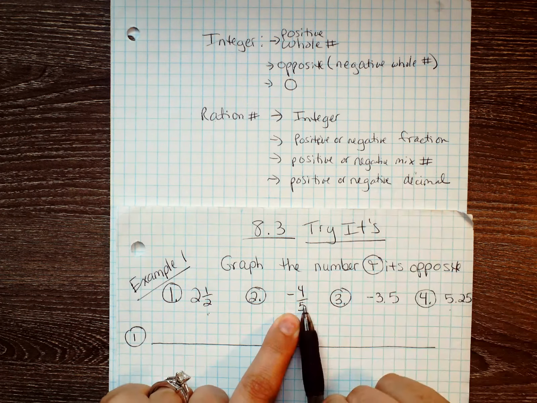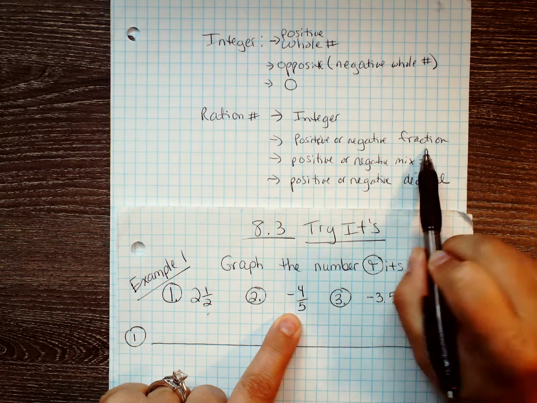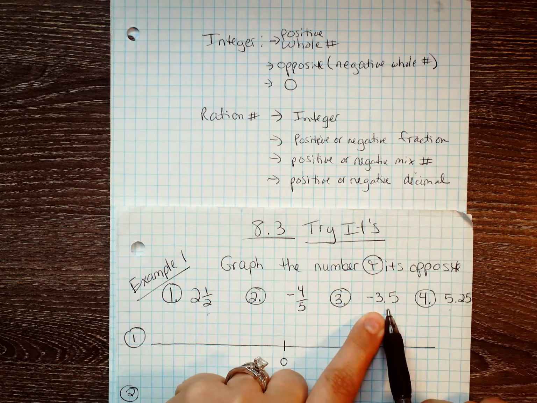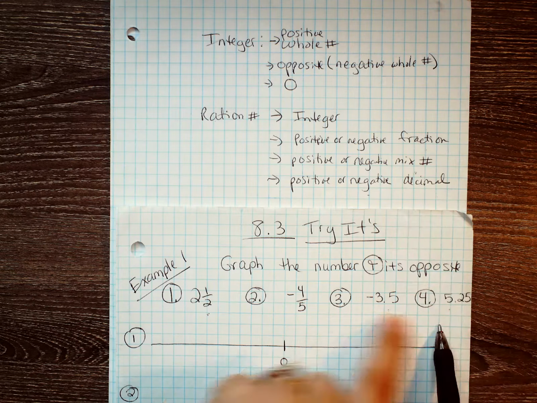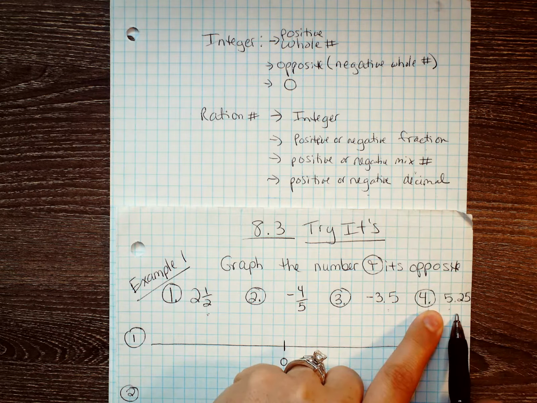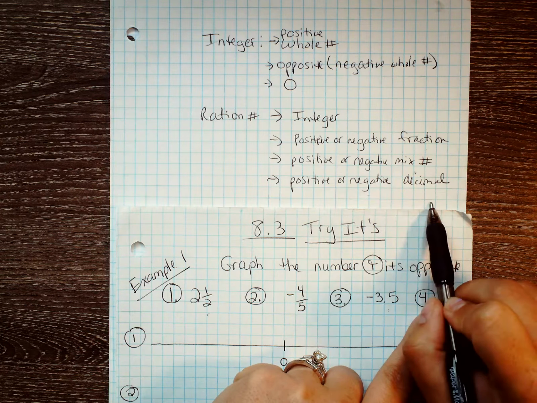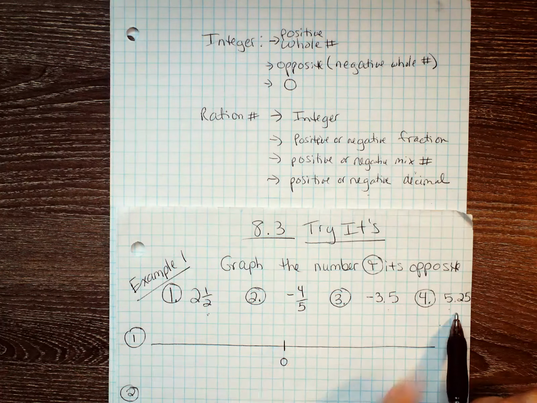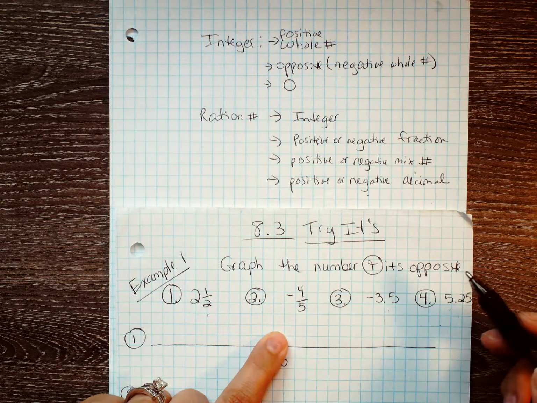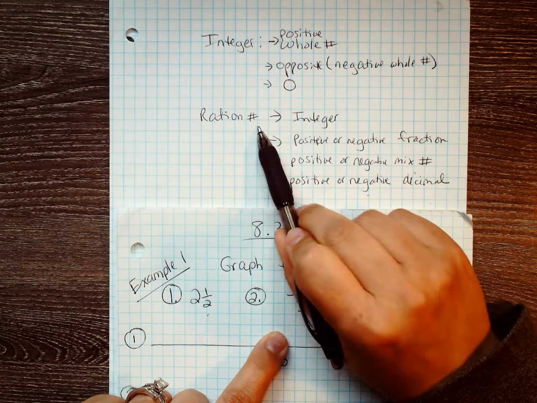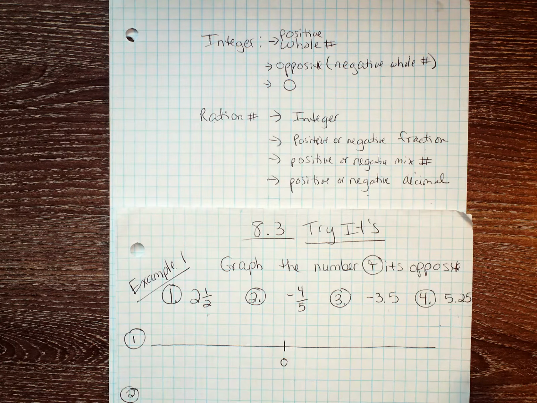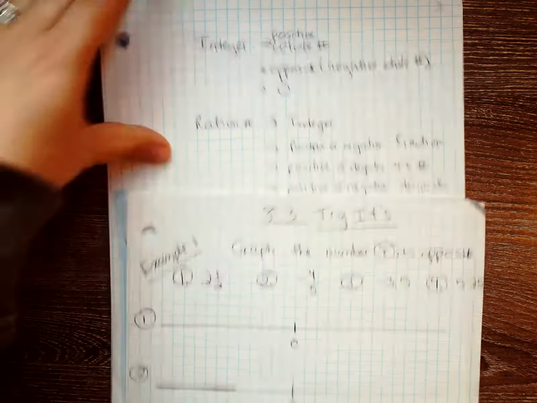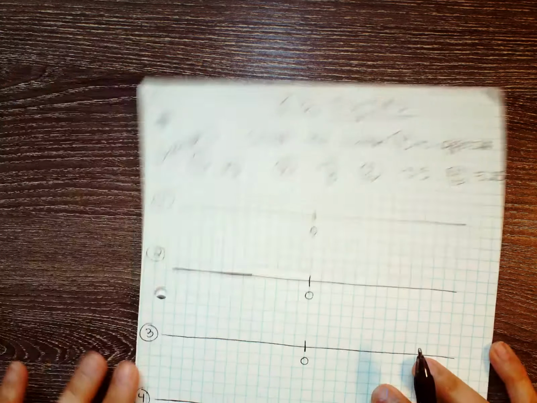Negative 4/5 is a negative fraction. Negative 3 5/10 is a negative decimal, and positive 5 25/100 is a positive decimal. There is no integers here, but if I said -5, that could be either considered a rational number or an integer. Okay. All right, so let's go back and we're going to plot these.